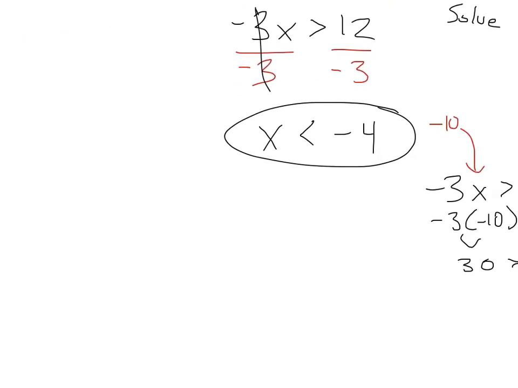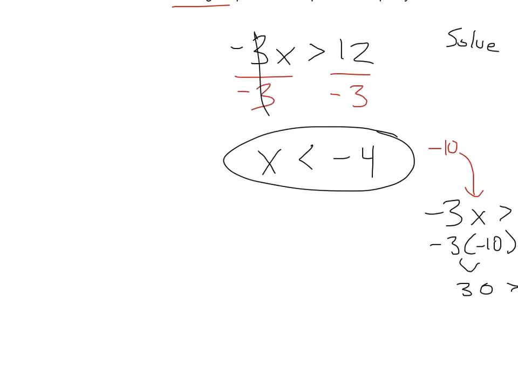Okay. But what if I hadn't reversed the sign? What if I had said, negative 3 divided by negative 3 is just 1, or it cancels. I'm left with x. 12 divided by negative 3 is negative 4, and I keep the sign going this way. Now again, I'm writing badly here because this is not the answer. This is the answer, but let's just see what happens if we didn't reverse the direction of the sign.